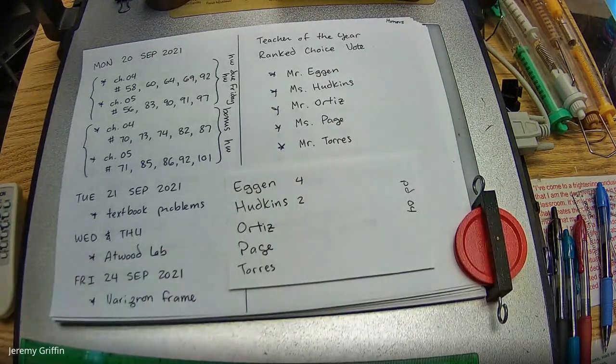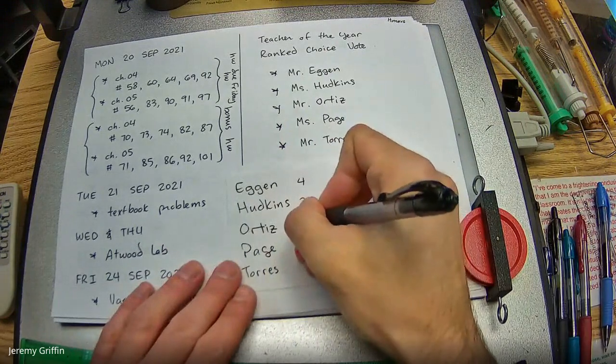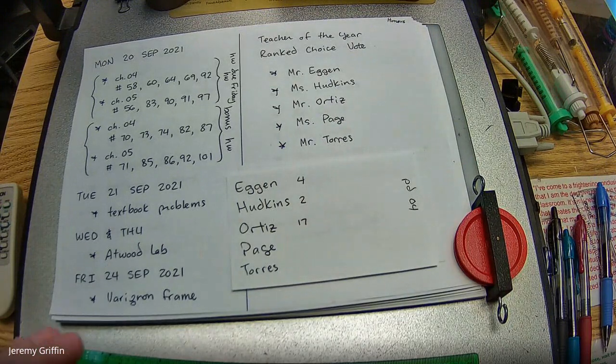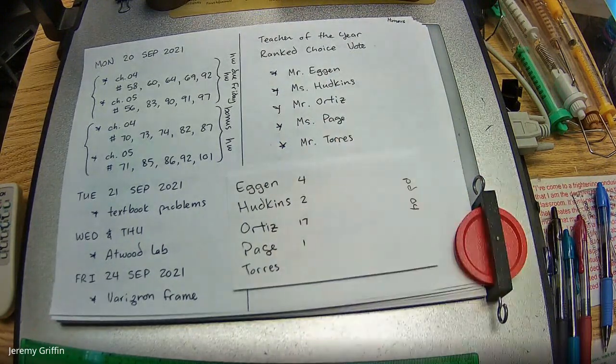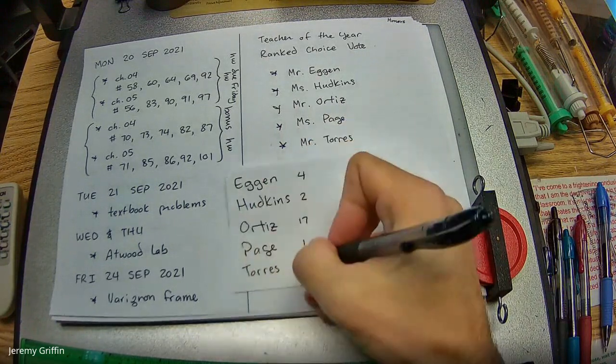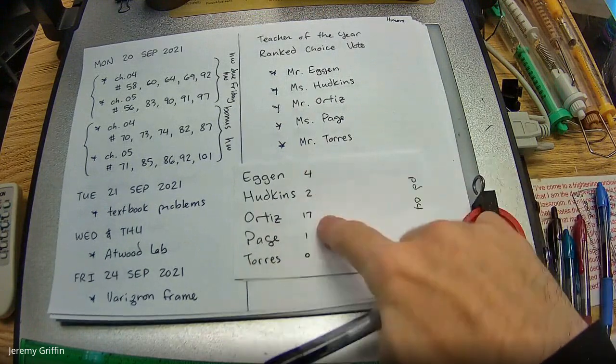For Mr. Ortiz, we got 1, 2, 3, 4, 5, 6, 7, 8, 9, 10, 11, 12, 13, 14, 15, 16, 17. Okay, that's clearly the majority, but it's just for completion. Anybody vote for Miss Page? Miss Page got 1. Okay, so Page got a vote. And how about Mr. Torres?